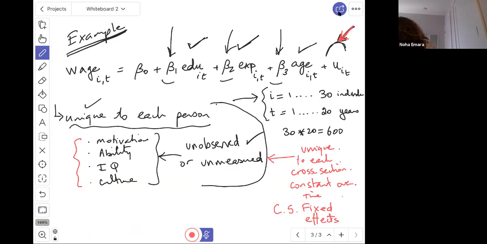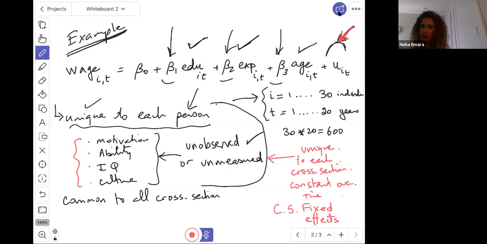So we call this one, let me write it in black, things that are common to all cross sections. And you can think of cross sections, I said before each person, but you can call it common to all individuals in the study, or common to all countries of the world, or common to all governments, whatever. So it's common to all cross sections and changes over time.